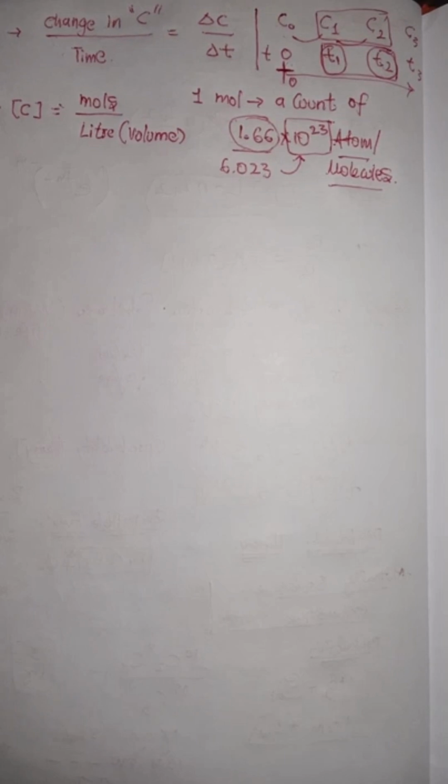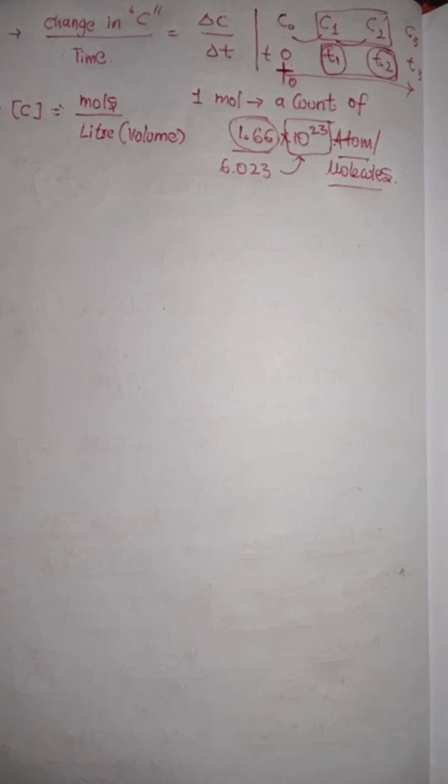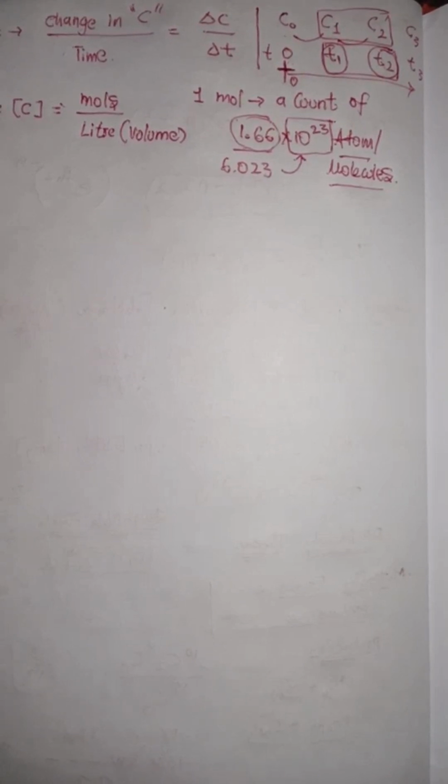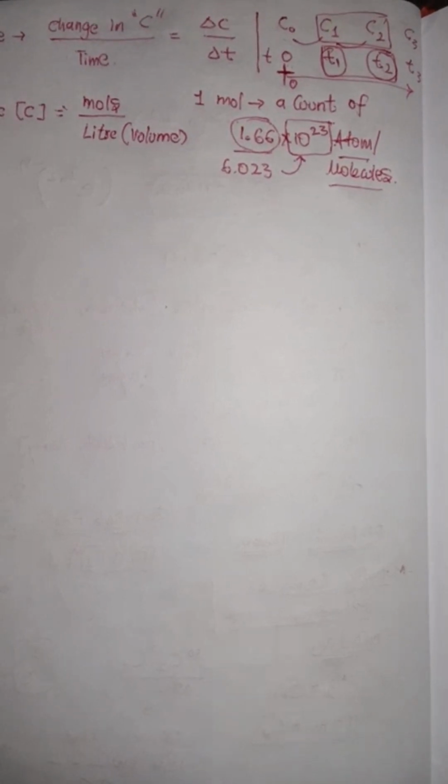When they calculated, there were 6.023 into 10 to the power of 23 atoms in C12. That's the way they regard this count as the standard for 1 mole. It's like taking one set as 200 something. In the same way, here we took 1 mole as 6.023 into 10 to the power of 23 atoms or molecules.